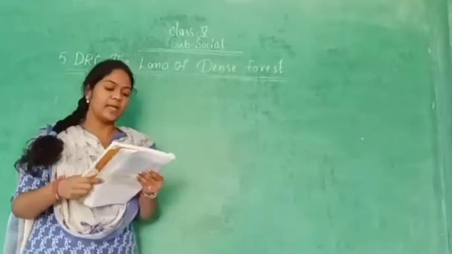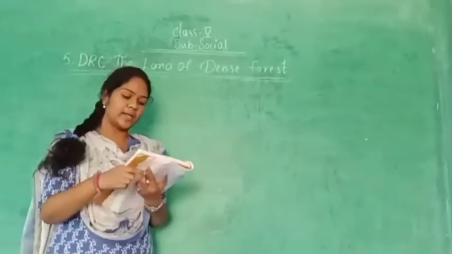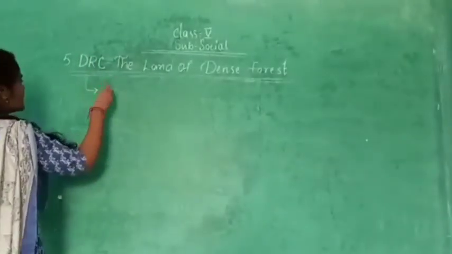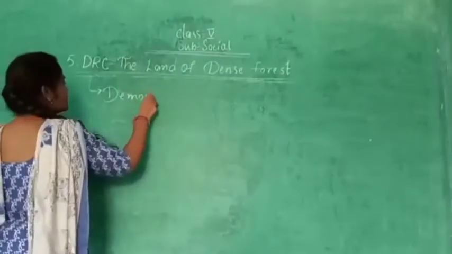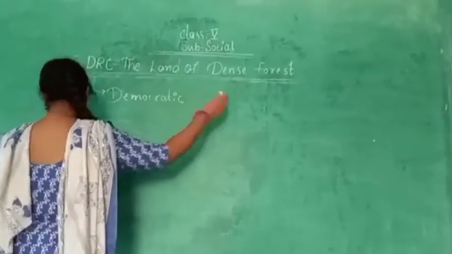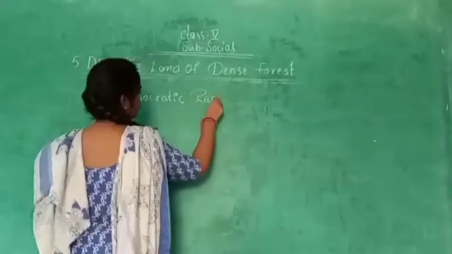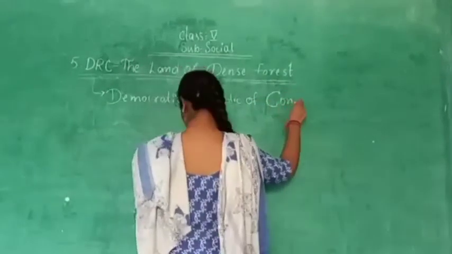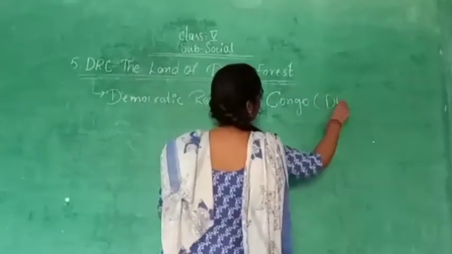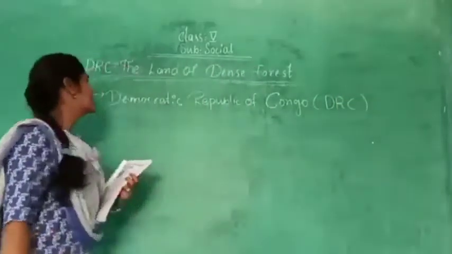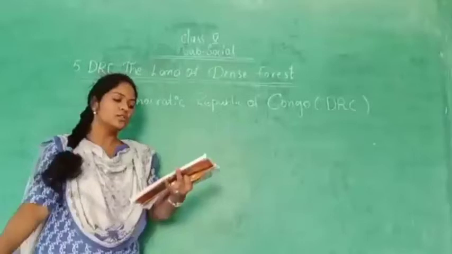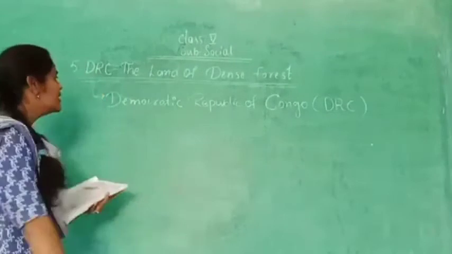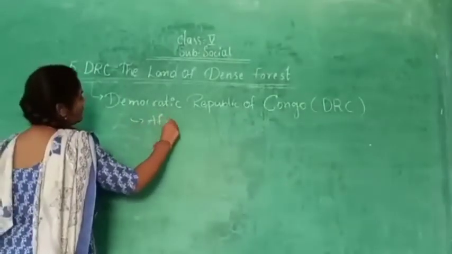The Democratic Republic of Congo is a country located deep in the heart of the African continent. So first of all, what is meant by DRC? Democratic Republic of Congo. It is also called DRC. So where is it located? It is located deep in the heart of the African continent. In which continent? African continent.